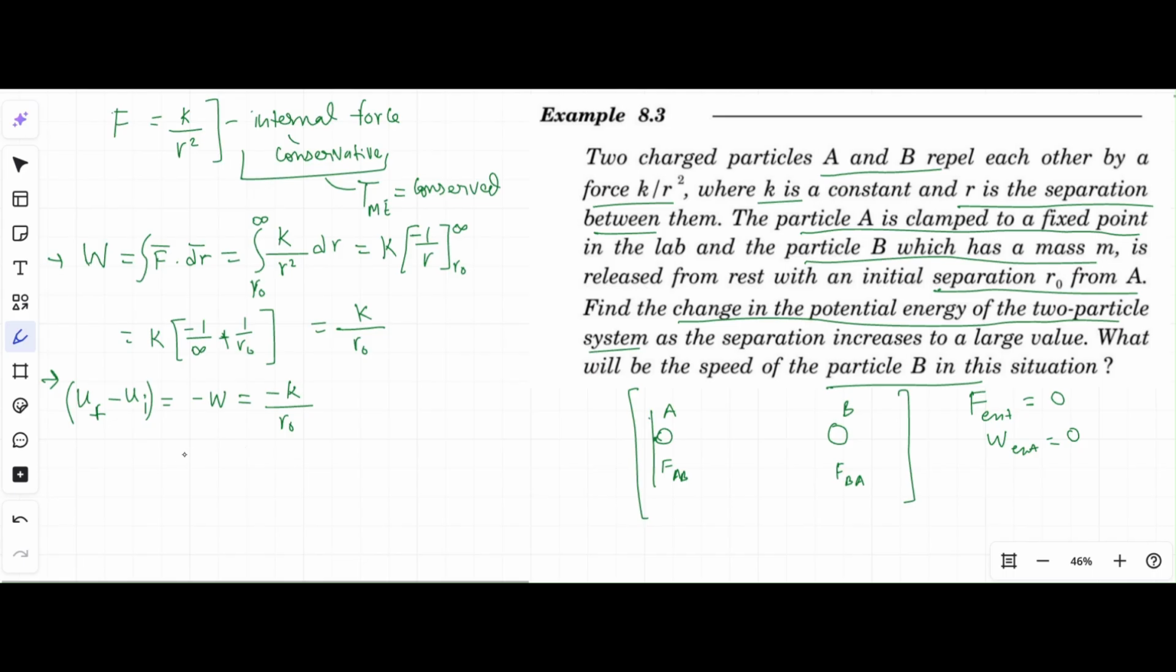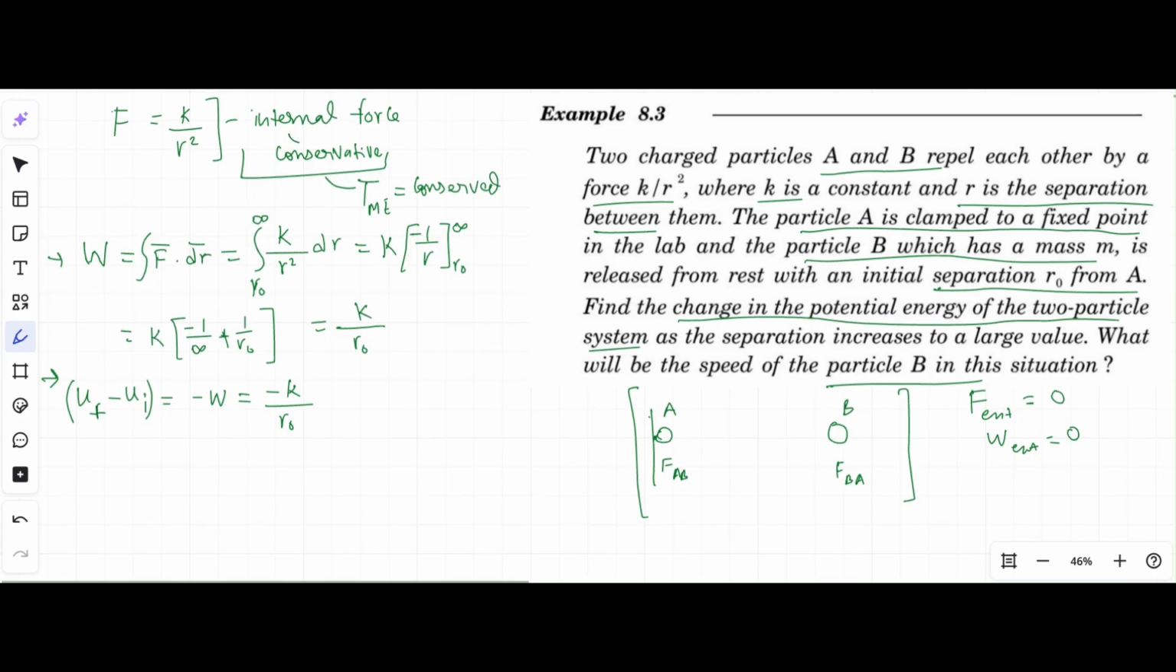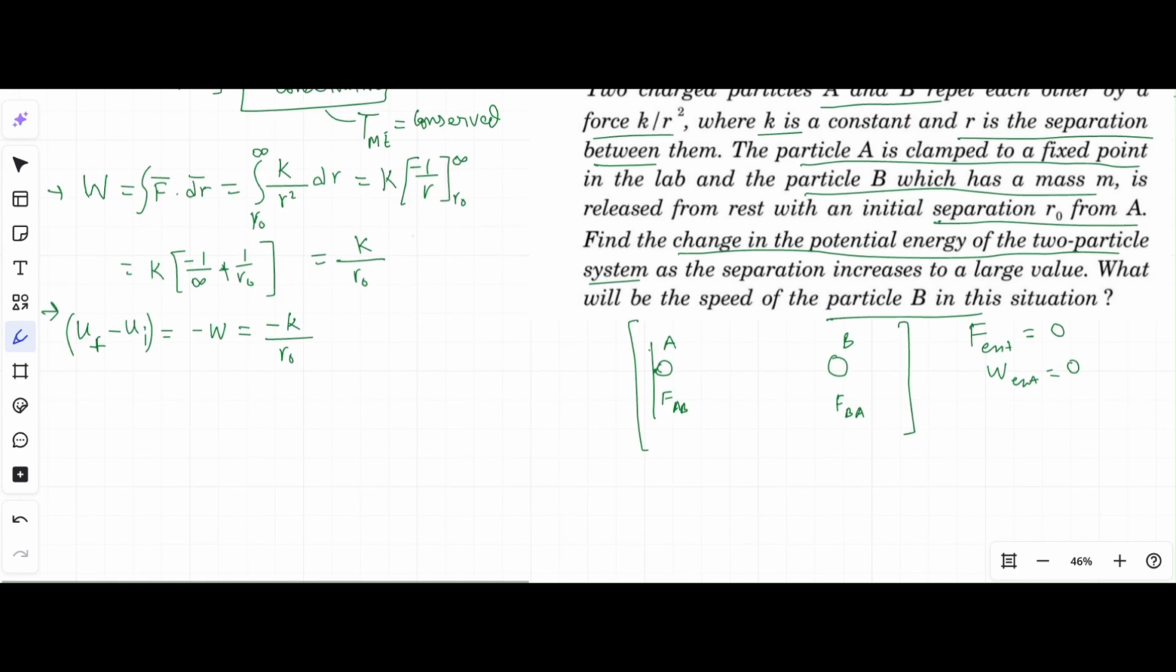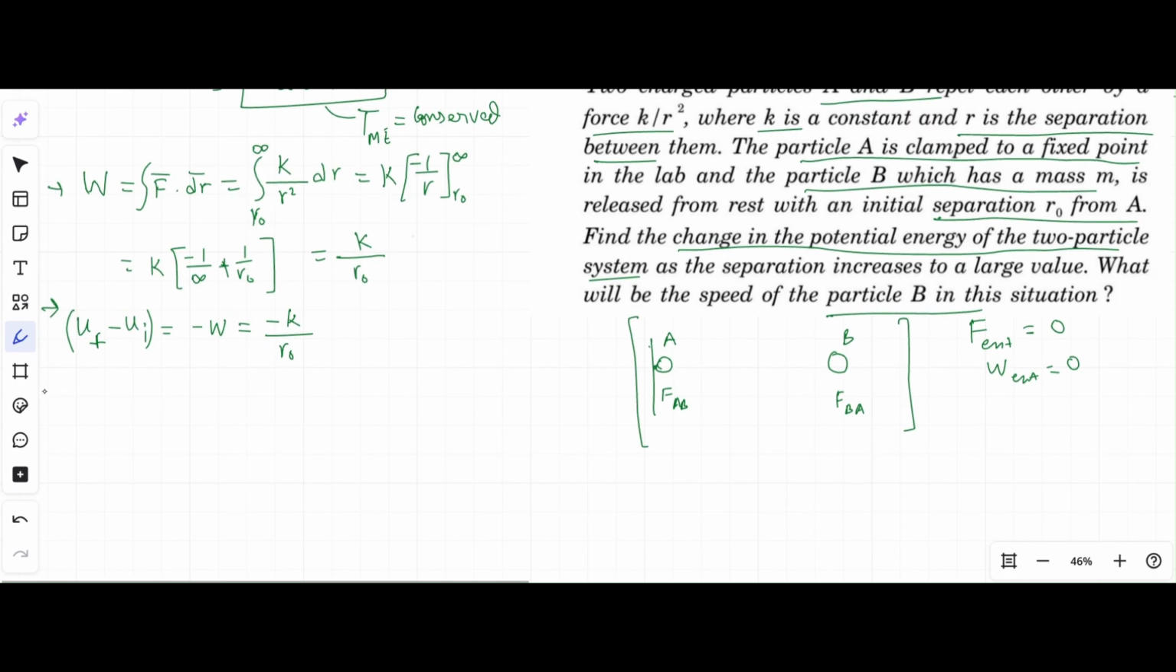Now we know that the total mechanical energy remains conserved. So in order to say this third step, we will do: total mechanical energy is conserved, which means that final kinetic energy plus final potential energy is equal to initial kinetic energy plus initial potential energy.